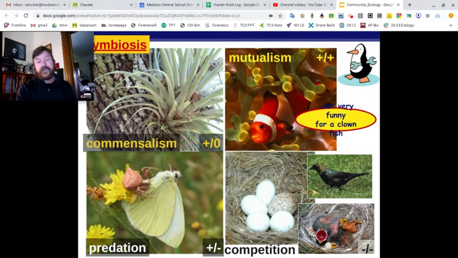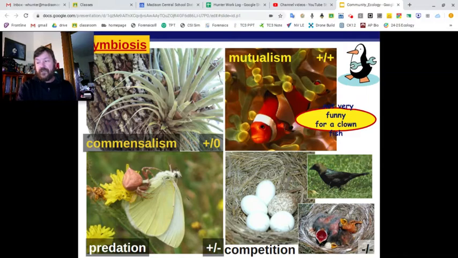So here are some more examples of all of these. You have some commensalism here. You've got a plant growing on the side of a tree. That's helping the plant, but it doesn't hurt the tree. Predation: you've got a spider there eating a moth. It's obviously positive for the spider and not so good for the moth. Mutualism is the clownfish and the anemone again.